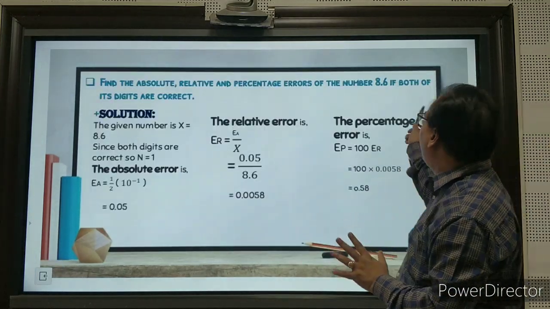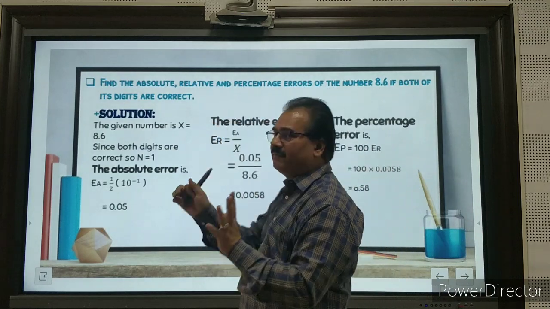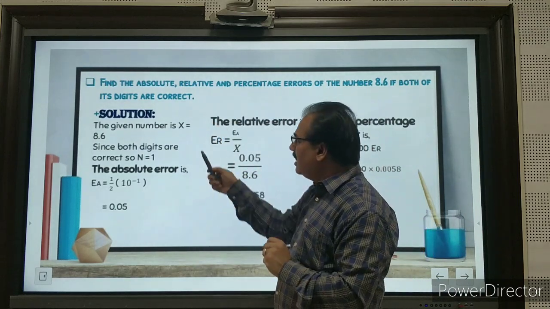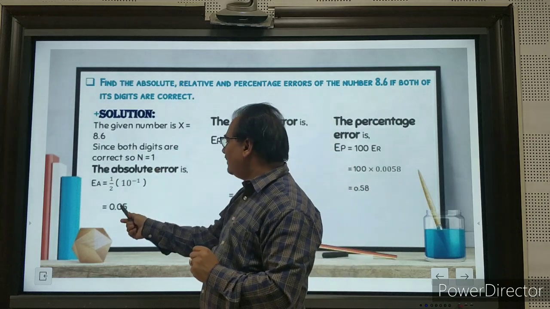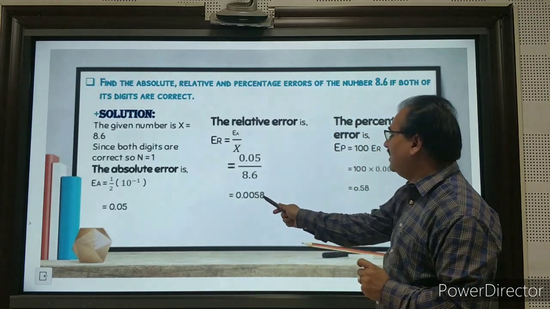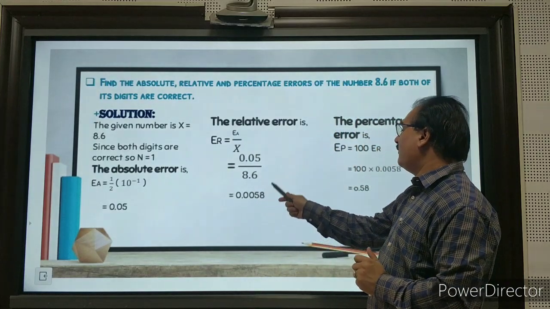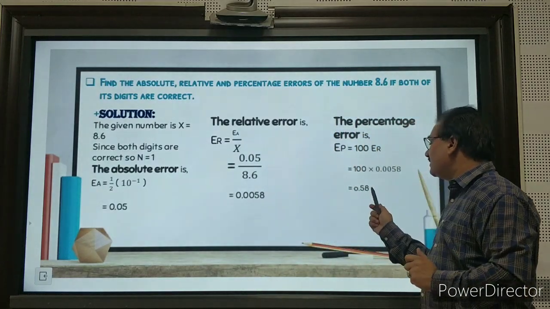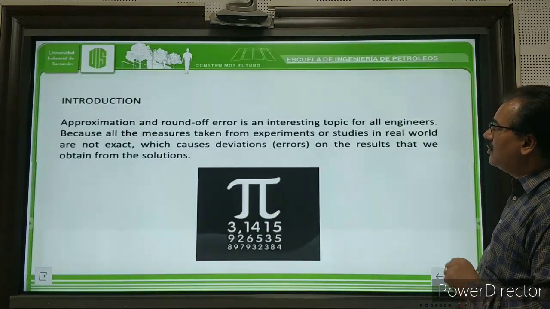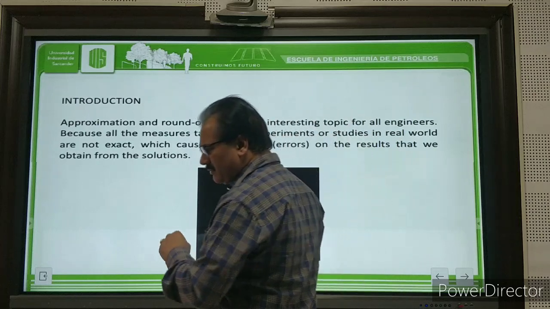I have taken one problem just to differentiate all the kinds of error. Here the same problem, 8.6: you get the absolute error 0.05, here the relative error is 0.0058, and the percentage error is 0.58%.